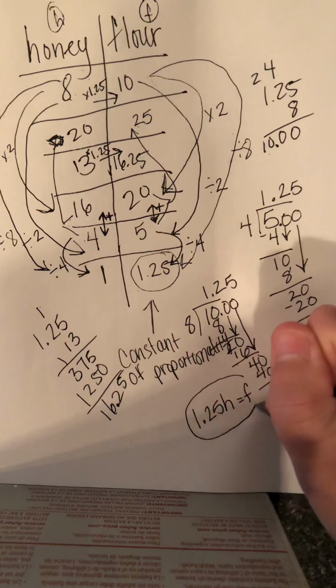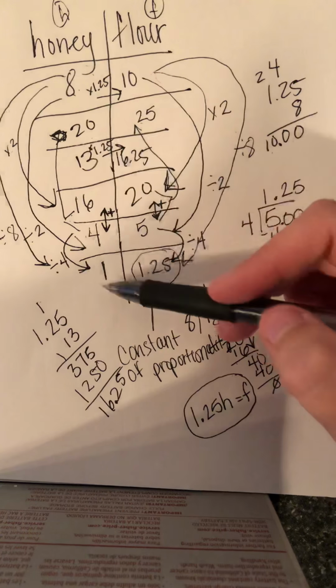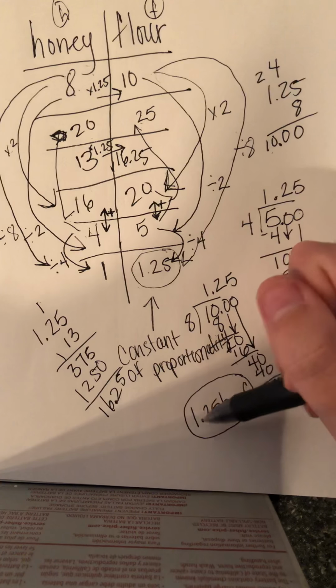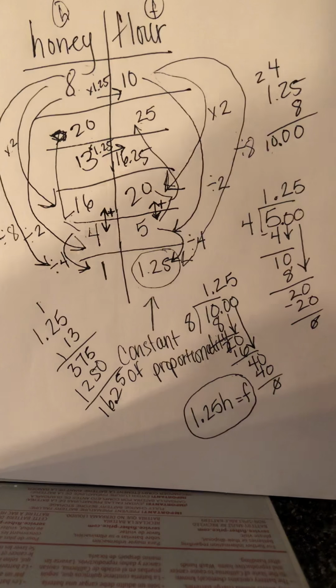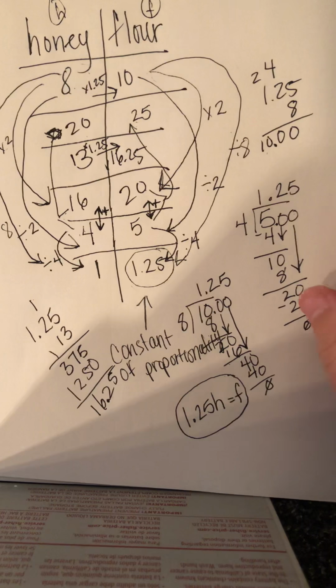That means any amount of honey I multiply by 1.25 gives me the amount of flour needed to make the bread. I'm going to stop this video here and I will start it again on the next one.